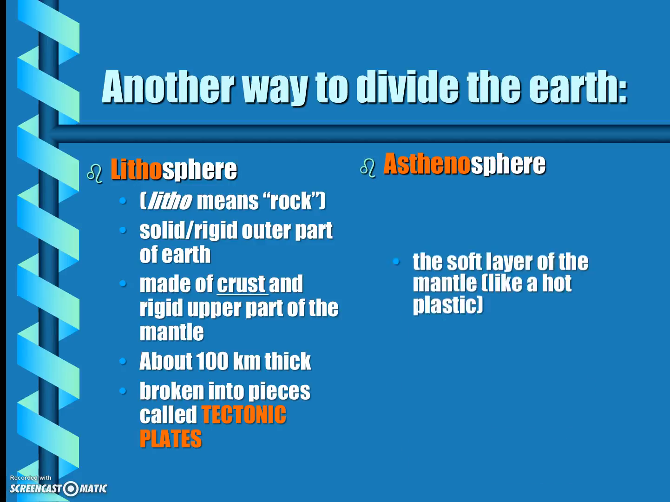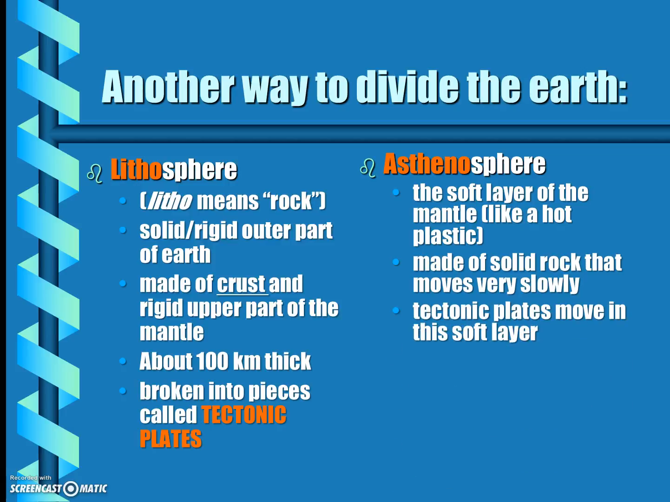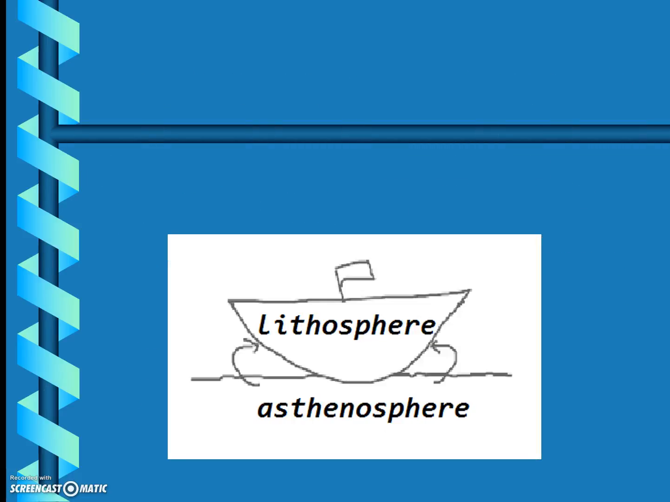The asthenosphere is underneath it. It's a soft layer of the mantle, kind of like hot plastic, or you could think about it like jello or something like that. It's made of solid rock that moves very slowly, and tectonic plates move on this soft layer. Because of the asthenosphere, we have those plates moving, hitting each other, sliding past each other, and things like that. You can think of it as the lithosphere is the boat, and the asthenosphere is the water that allows that boat to move. It floats on top of it, and it moves and kind of bumps into other things. So make sure that you write that down in your notes: the lithosphere is the boat, the asthenosphere is the water.